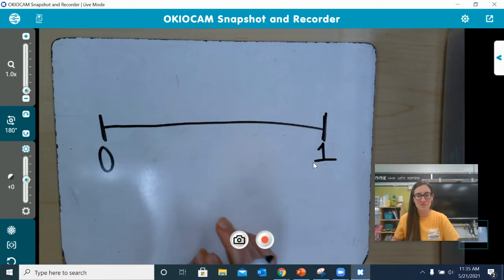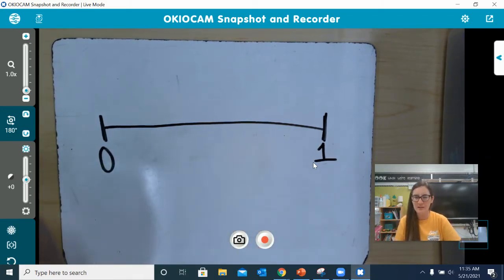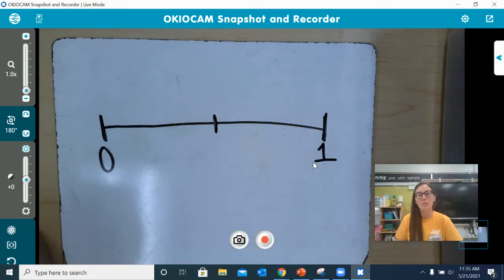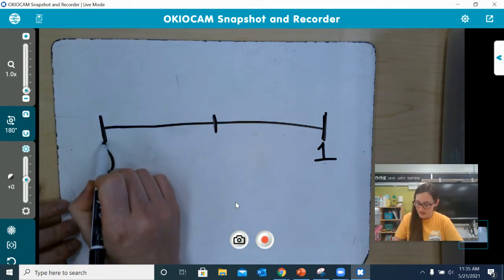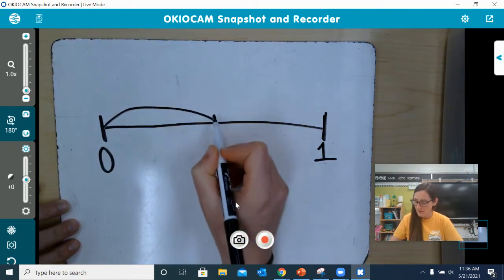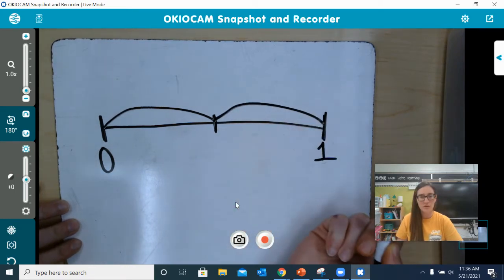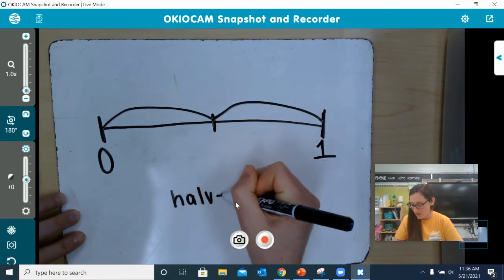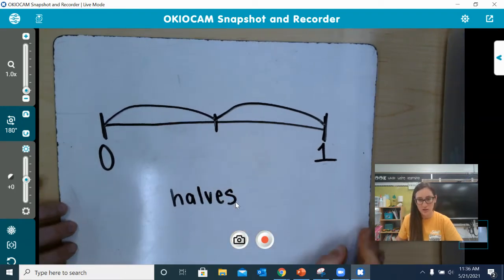So let's split it up into different parts and see if we can figure out, did I split it up into halves or thirds or fourths or fifths, sixths, sevenths, and so on. So if I put a spot right here, what do you think I split my number line into? How many equal parts do you see? From 0 to here, that's one part. And then from here to 1, that's 2 parts. So I have 2 equal parts, which means I have just created halves on my number line.